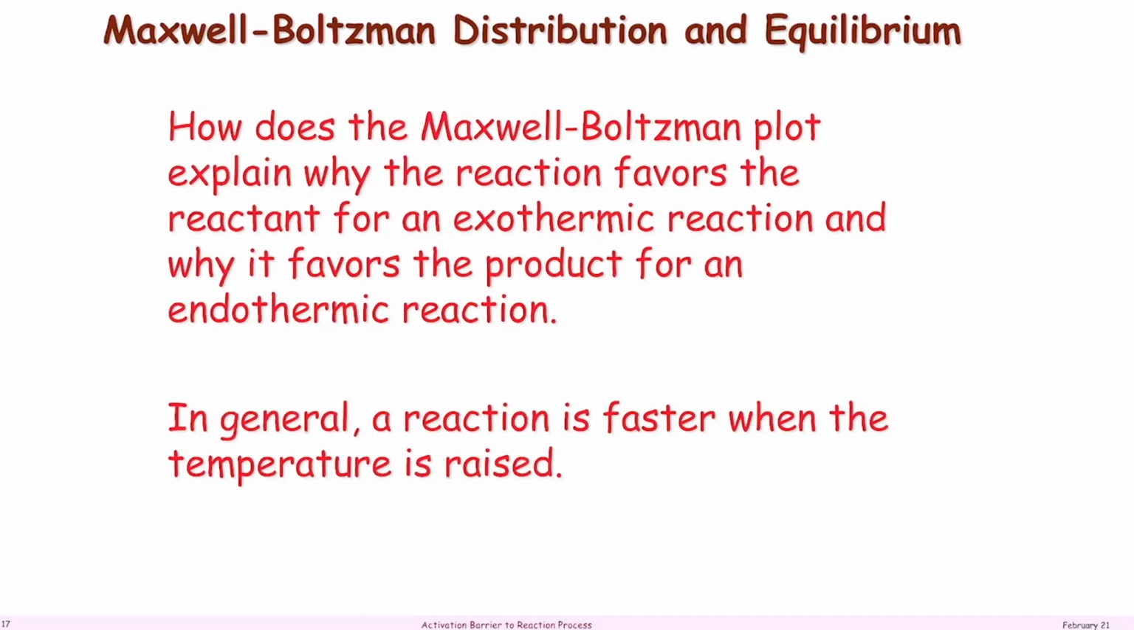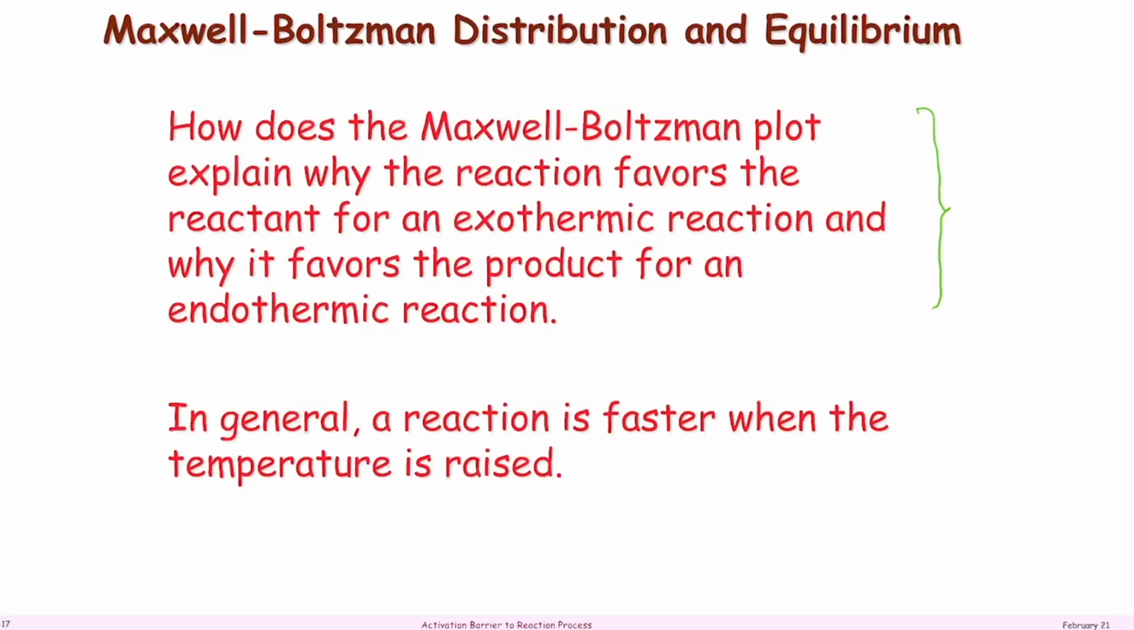How does the Maxwell-Boltzmann distribution plot explain why the reaction favors the reactant for an exothermic reaction and why it favors the product for an endothermic reaction? I know that this looks like a confusing question. Go to Canvas, go to the assignment. I opened it up today. If you can answer it tonight, then I'll give you points for that. It's due tomorrow, 24 hours, okay?